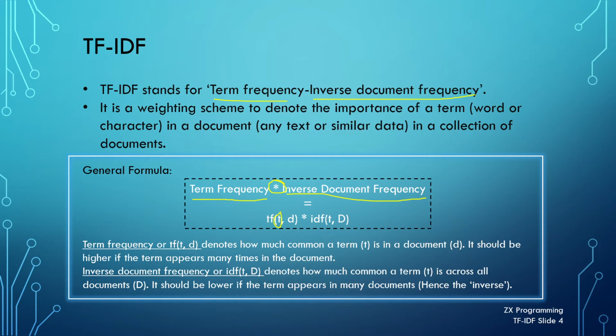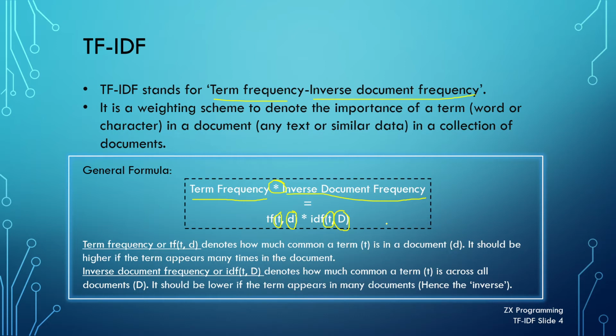The first parameter t is the term for which we need to calculate the frequency, and D represents the text data, a single text data in which this term T appears. IDF can also be defined as a function which takes two parameters: T, the term for which we need to calculate the TF-IDF value, and D, which represents the collection of text data in which we are calculating the TF-IDF value for a particular term T.